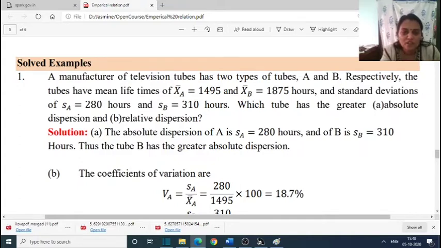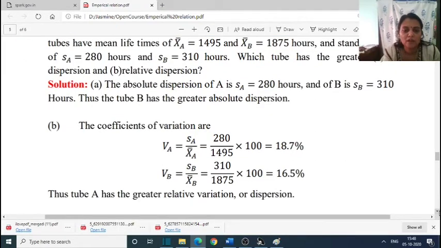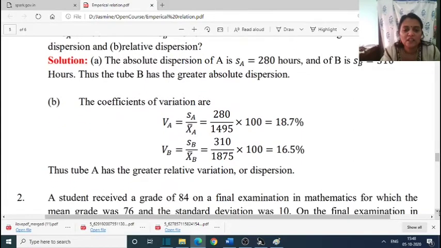Now the coefficient of variation we have to find. VA is equal to SA by x bar A, which is 280 by 1495 into 100, which is equal to 18.7%. Now VB is equal to SB by x bar B, so 310 by 1875 into 100, which is equal to 16.5%. Tube A has the greater relative variation or dispersion.